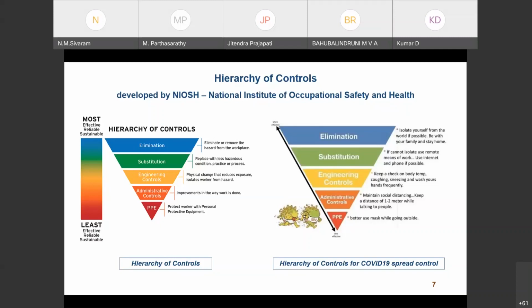And administrative control is like the standard operating procedures that the government has been issuing for the past 1.5 years. It means that you have to follow those practices, like maintaining social distancing, keeping a distance of 1 to 2 meters while talking to people, or 6 feet of social distancing, which is what the government prescribes. That is an administrative control. And wearing PPE, so you wear your mask when you are going outside. That is the PPE you are using, personal protective equipment. So this is how the hierarchy of controls can be related to the present COVID-19 situation. This is how, in general, the hierarchy of controls is applied to industrial safety practices, or the safety engineering field in general.